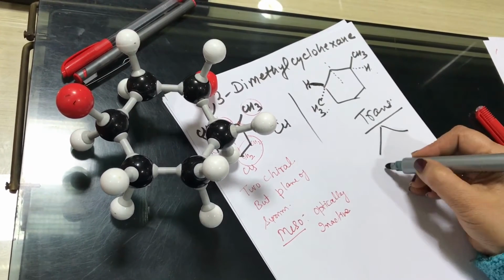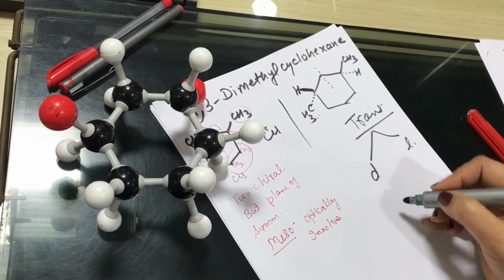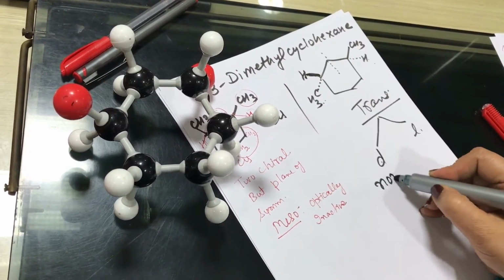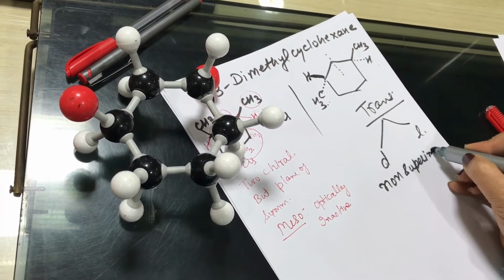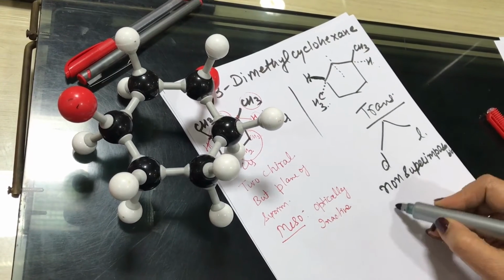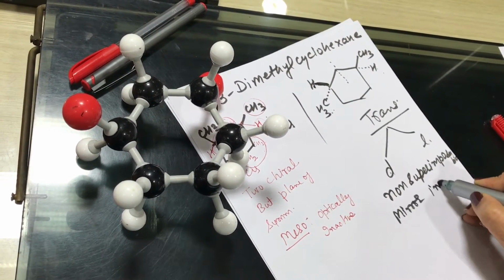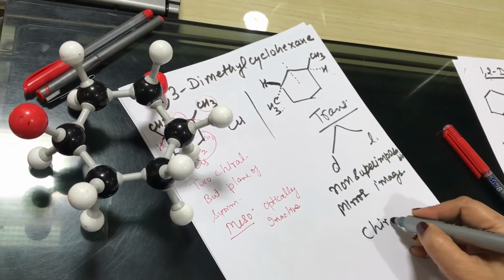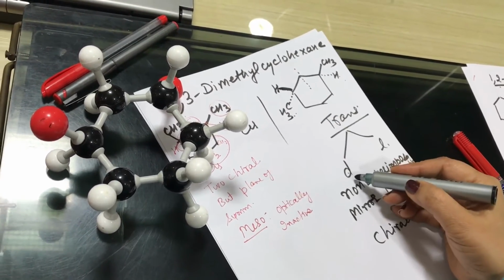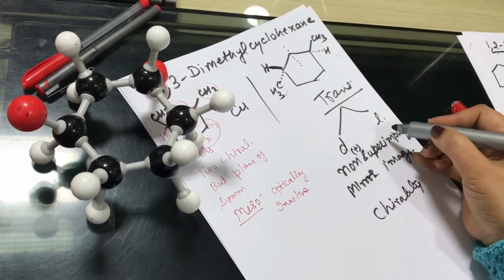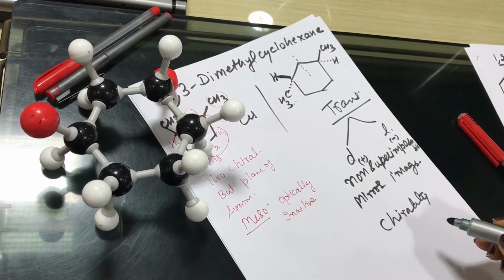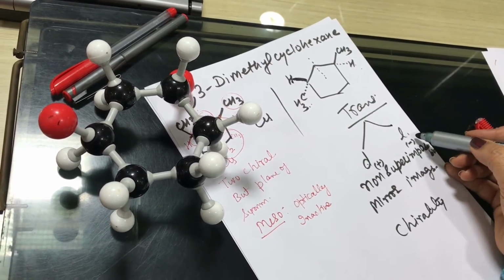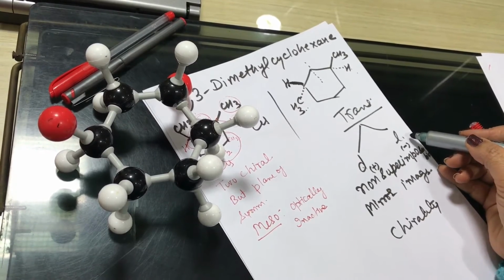It will have 2 optical isomers. One is dextro, the other is levo. Dextro and levo are non-superimposable mirror images. So the trans arrangement has chirality. Dextro is the right-hand rotatory isomer, as you did in optical isomerism, and levo is levorotatory, with a negative sign for opposite rotation, left-hand rotation of plane polarized light.